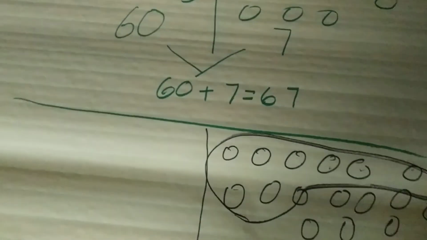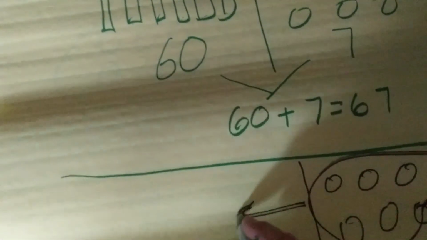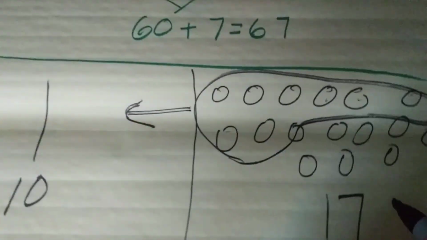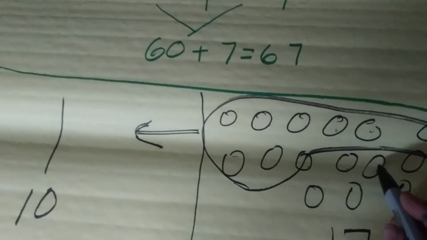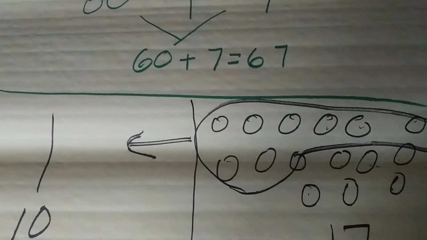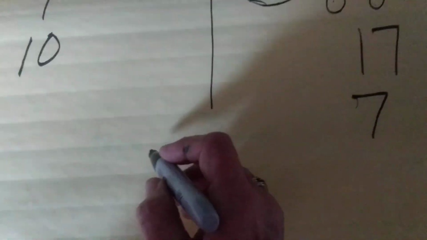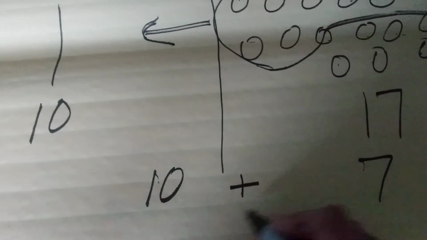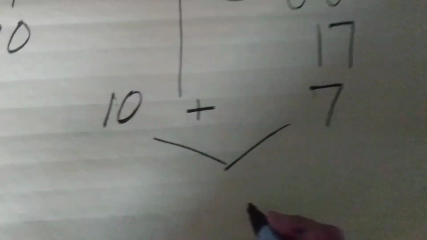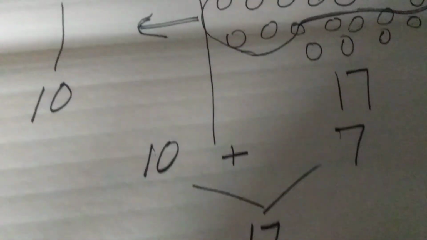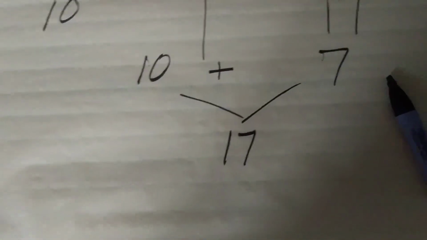I sure can. So I'm going to move that over here and make one set of 10, which is equal to 10. How many do I have left over? 1, 2, 3, 4, 5, 6, 7. I have 7. Now I can make my number bond. 10 plus 7 equals 17. If you have any questions, let me know, and I'll be sure to answer them.